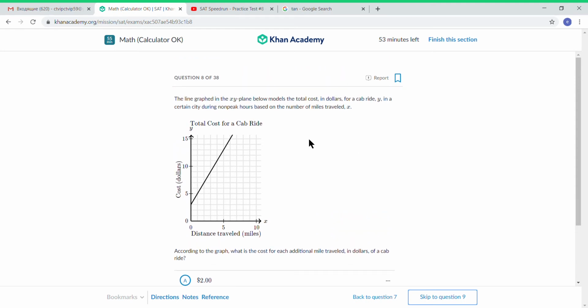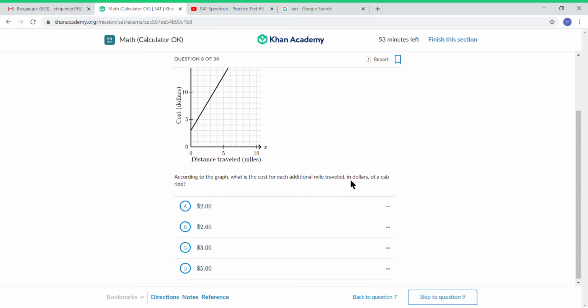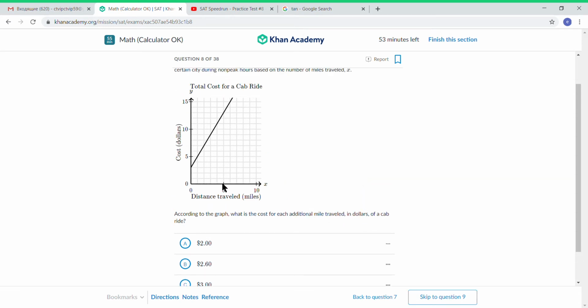A line graph models the total cost in dollars for a cab ride in a certain city. What is the cost of additional miles traveled? Each additional mile traveled, do you see it? So it's going to be 5 miles? It's gonna be $3 plus, actually see it's $2. Yes, $2. Additional mile, so 1 mile, like right here, 1 mile is $2.